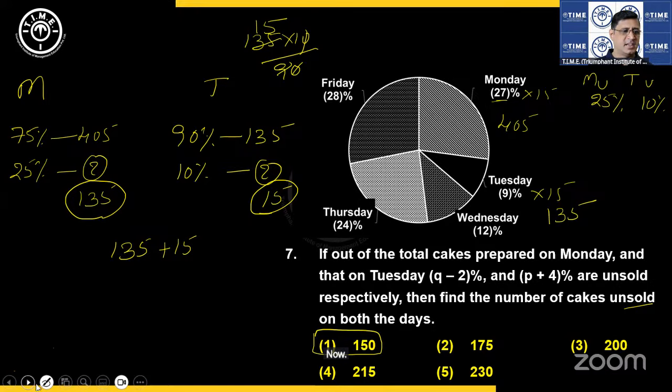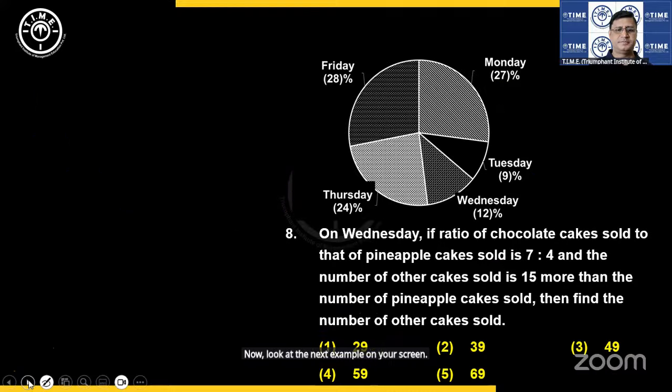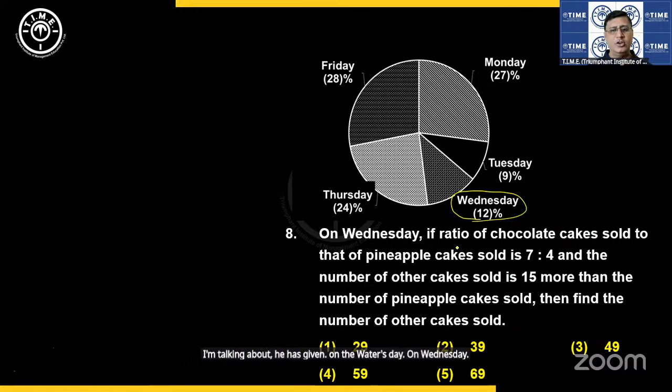Now look at the next example on your screen. On Wednesday, if the ratio of chocolate cake sold to that of pineapple cake sold is 7:4, and the number of other cakes sold is 15 more than the pineapple cakes sold, then find the number of other cakes sold.